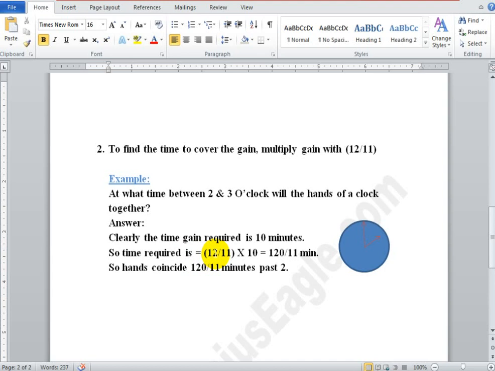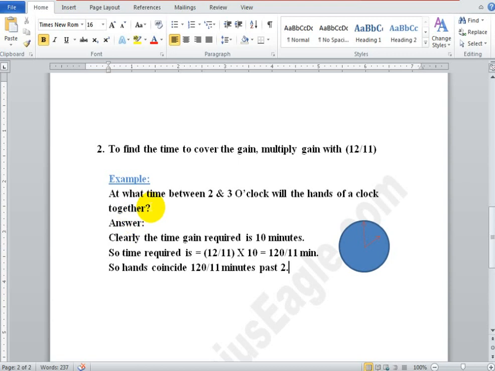So time required is 12 by 11. In all the cases you have to multiply the gain required with 12 by 11. So 12 by 11 multiply 10, answer is 120 upon 11. So hands coincide 120 by 11 minutes past 2.